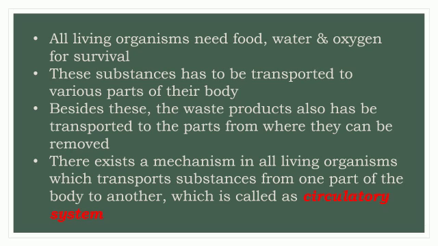Now, all living organisms need food, water and oxygen for survival. These substances have to be transported to various parts of their body. Besides these, the waste products also have to be transported to the parts from where they can be removed. There exists a mechanism in all living organisms which transports substances from one part of the body to another, which is called the circulatory system. Hence, the transportation of the substances in plants or animals takes place by the circulatory system.